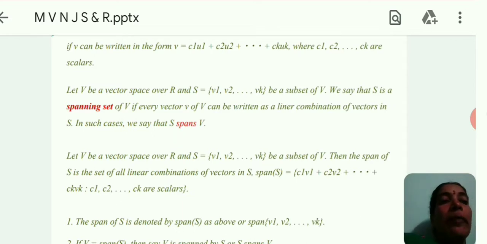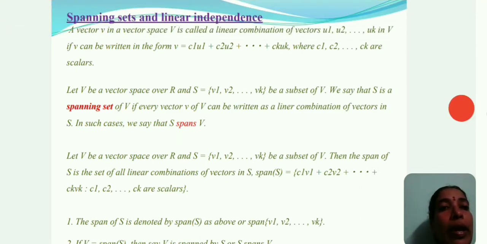Next point, let V be a vector space over R and S a set containing v1, v2, so on up to vk. Here the set is also a finite set. Why? Because this set contains only a finite number of elements, that means vectors. We say that S is a spanning set of V if every vector of V can be written as a linear combination of vectors in S. We say that S spans V.